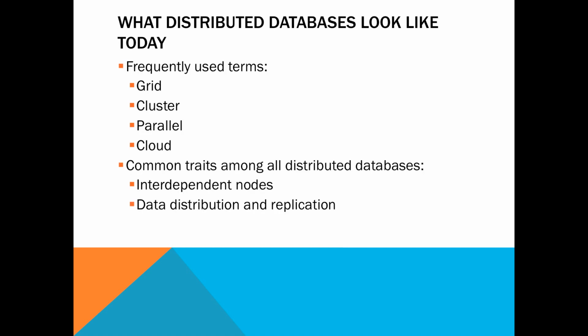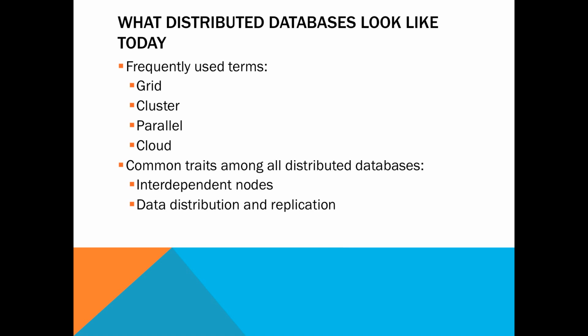So what do distributed databases look like today? My observation is that the word distributed is not used. I don't know if that's to avoid confusion with the historic 80s definition of distributed or not, but in any case, I have seen a frequent use of the words either grid or cluster, parallel, sometimes even cloud. They basically indicate the same idea, at least in general, that we're looking at multiple independent nodes working together to form a cohesive logical unit.